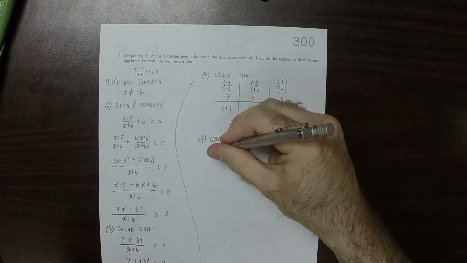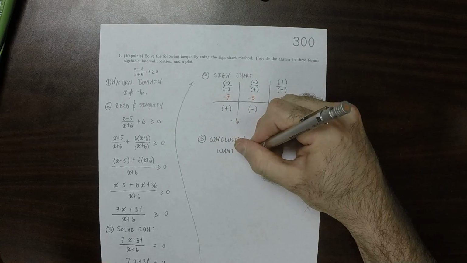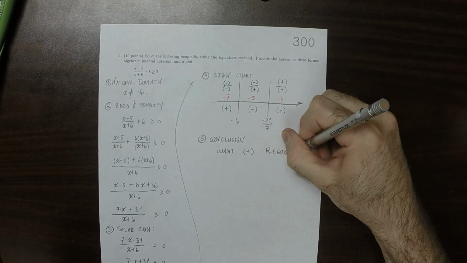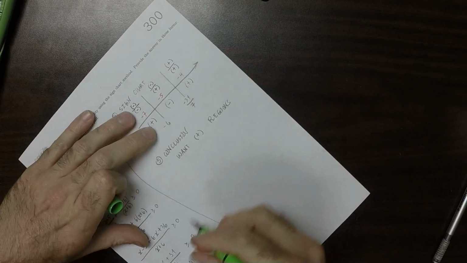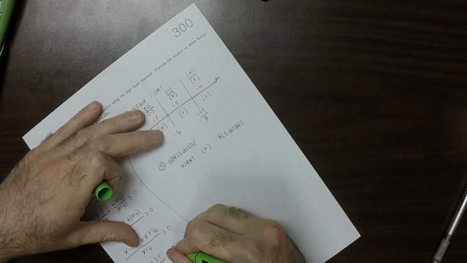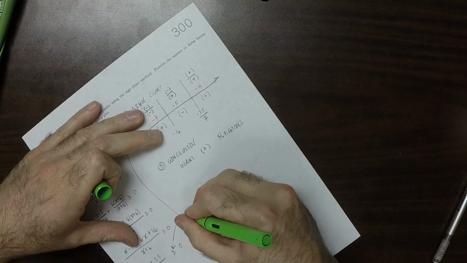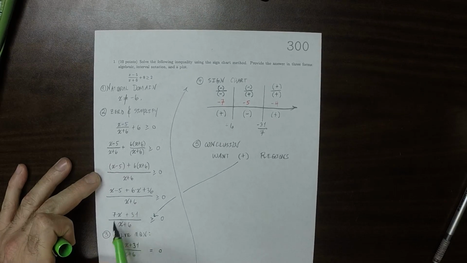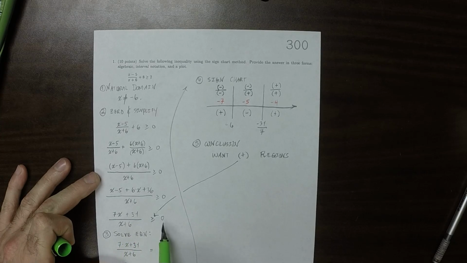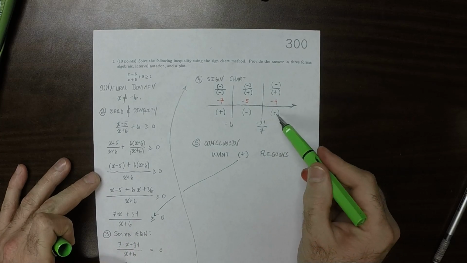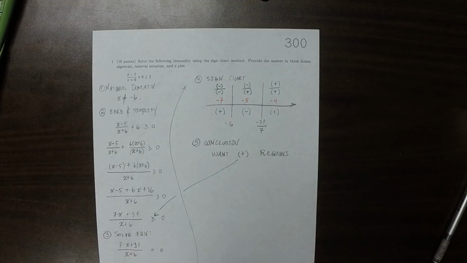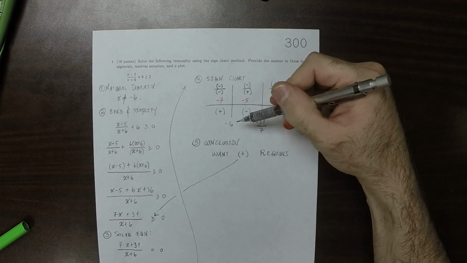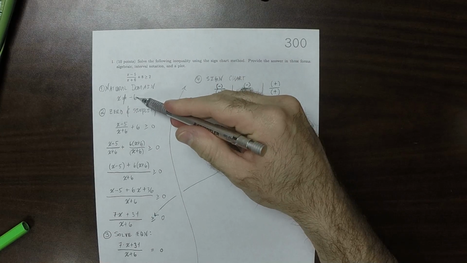So we want the positive regions. Now, the reason why we want the positive regions is because of this right there. So we're saying we want this ratio to be greater or equal to 0. So we want the regions that are labeled with positive and possibly the boundaries. So we can't have negative 6. Negative 6 is not okay because it's not part of the natural domain.